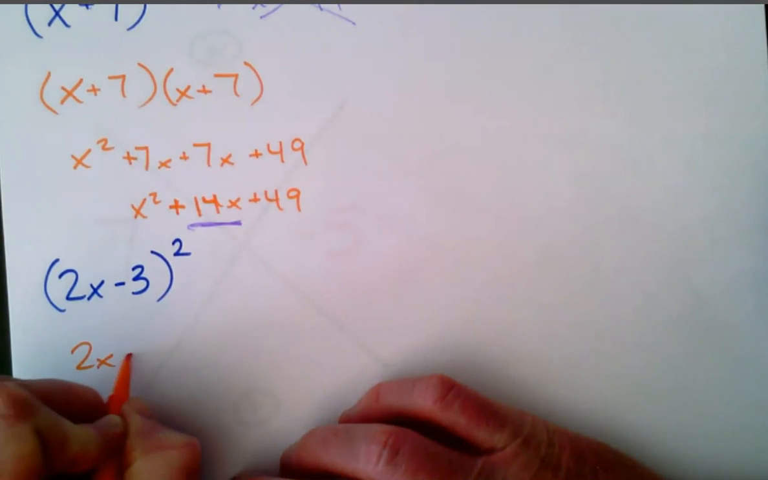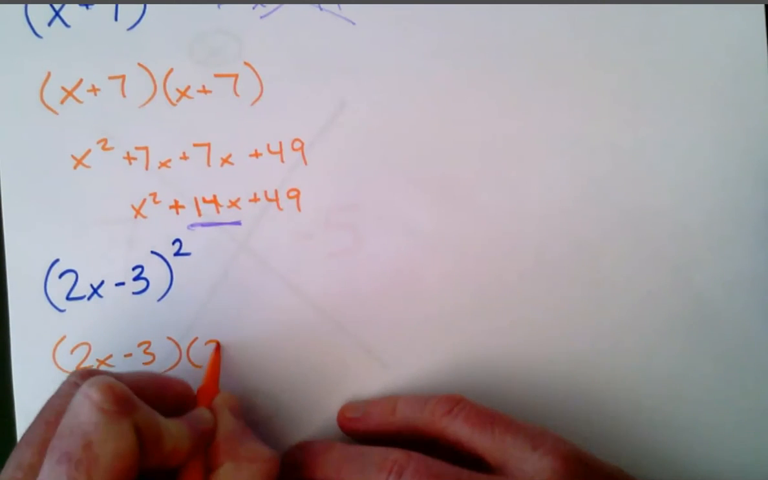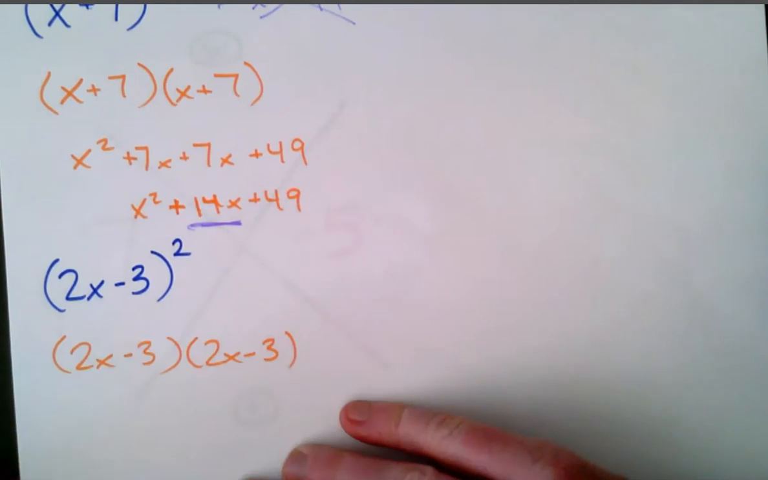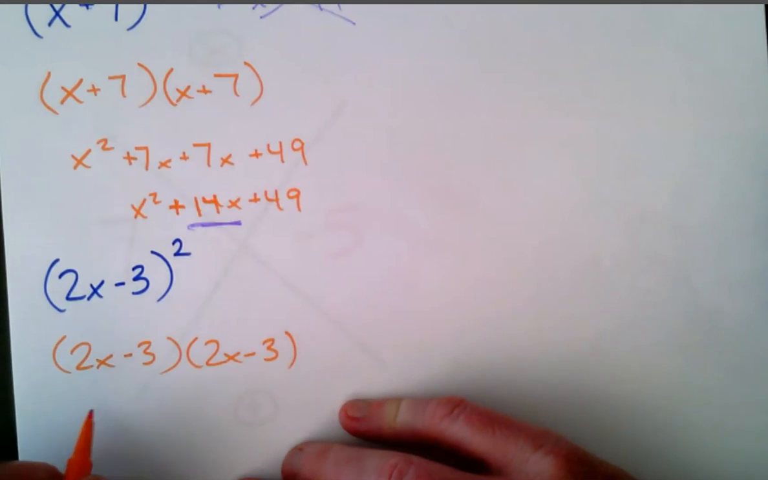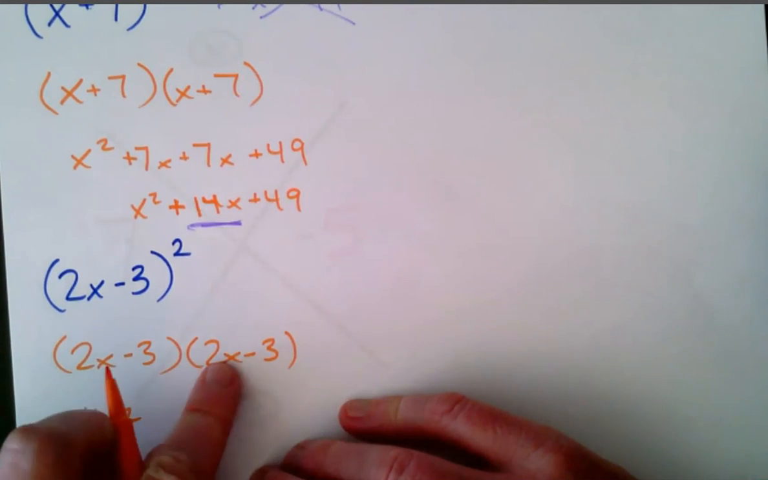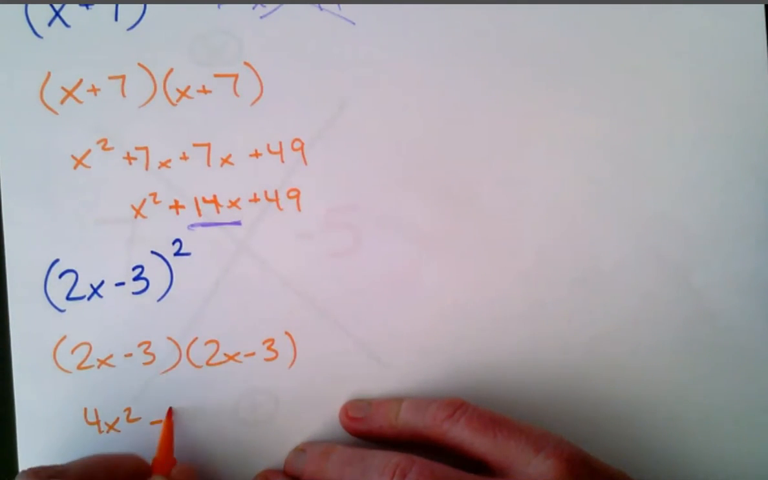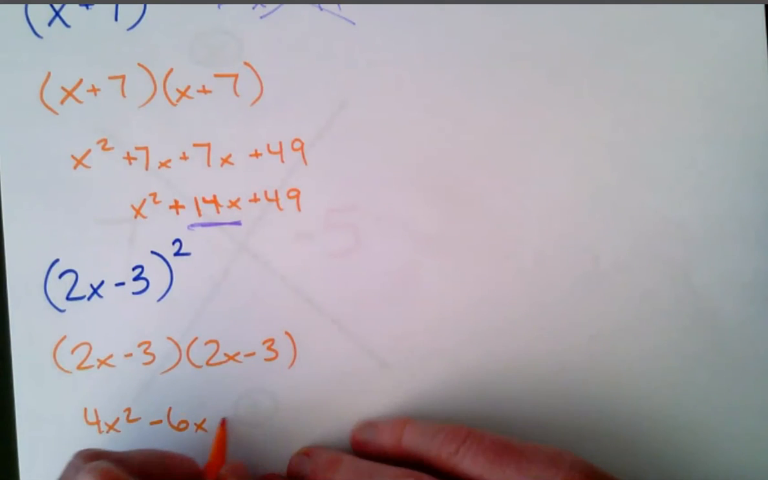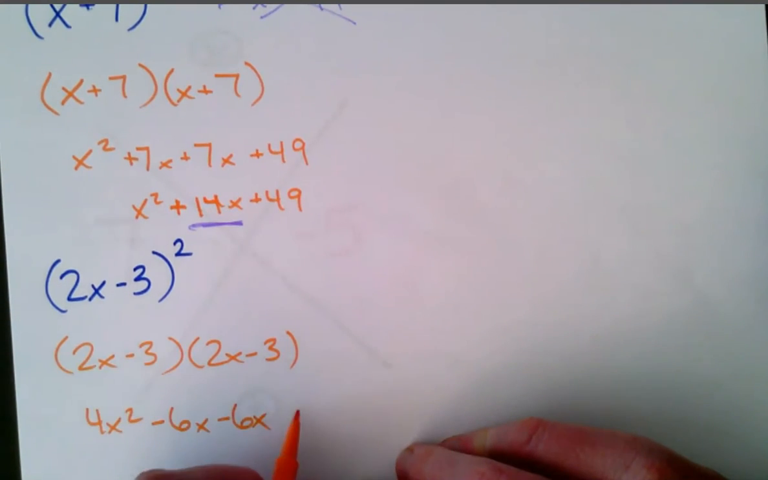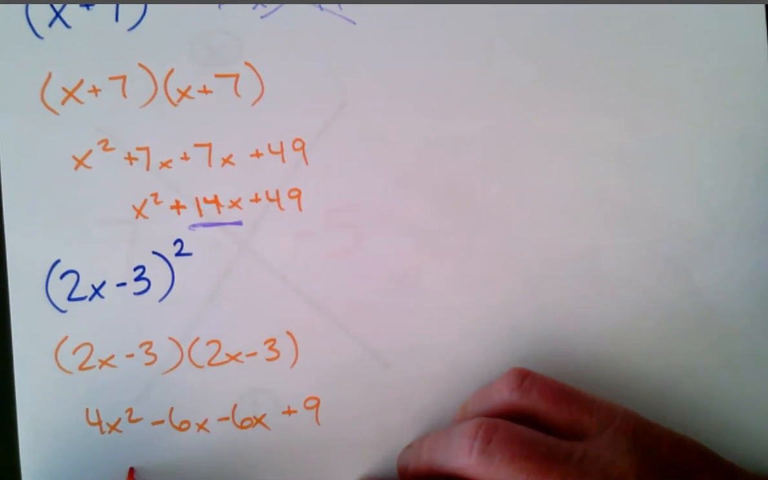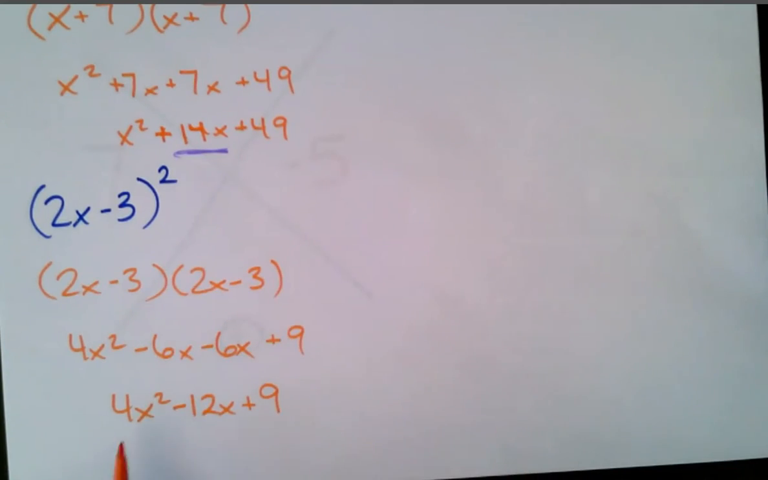We have to take 2x minus 3, 2x minus 3. Firsts, 2 times 2, x times x is 4x squared. Outer, minus 6x. Inner, minus 6x. Last, plus 9. 4x squared minus 12x plus 9. Oops, sorry, 4x squared minus 12x plus 9.